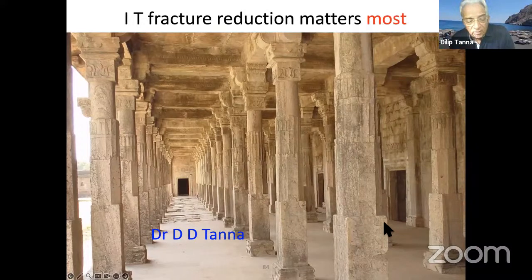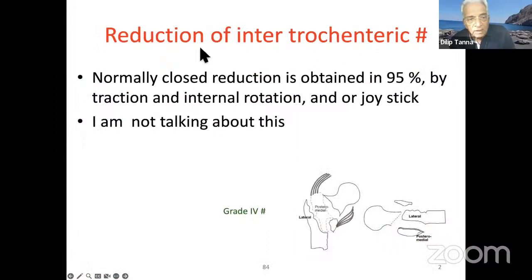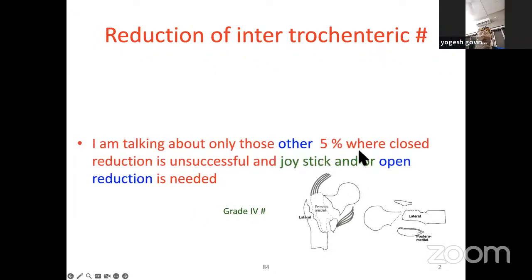Can you see my slides? Yes, sir. Now here we come to reduction of the intertrochanteric fracture. Normally, closed reduction is obtained in 95% by traction, internal rotation, or by joystick. I am not talking about this. I am talking about the ones where all these things fail. Do not accept a reduction which is not very good, like a fracture like this, or a fracture which is 4 parts at all. These are the ones which do not do very well if they are not fixed properly. I'm talking about only these other 5%. So the closed reduction is unsuccessful, the joystick is also not successful, and then you need an open reduction.